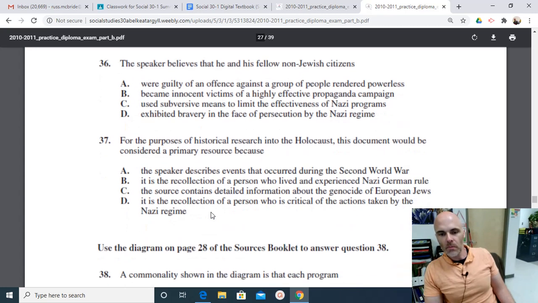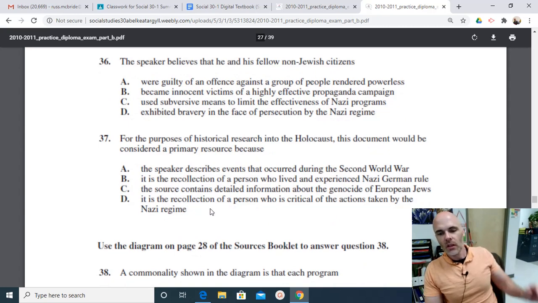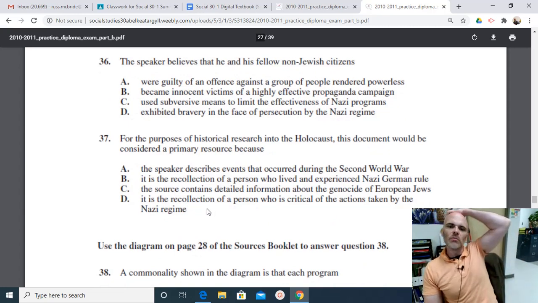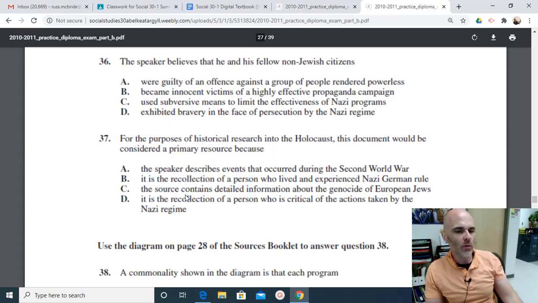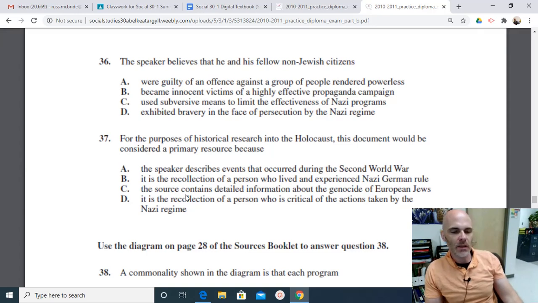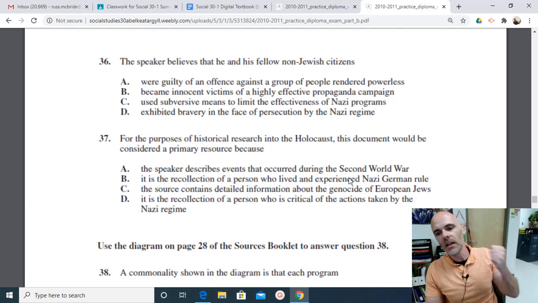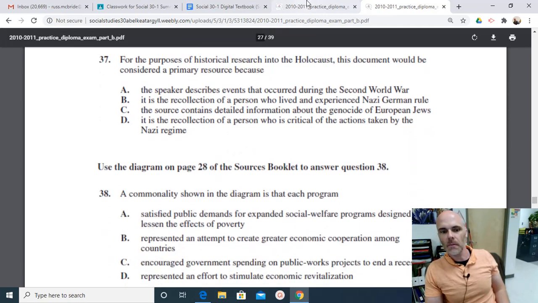A. For the purposes of historical research into the Holocaust, this document would be considered a primary resource. Because, why is it a primary resource? Well, you got somebody talking, right? It's a recollection of a person who lived and experienced. So this is a direct story of someone there. It's a primary document. It's not a secondary. I heard from a friend that this happened. This is what happened from someone that was there. It's a primary resource because this person was boots on the ground. So B is the answer.